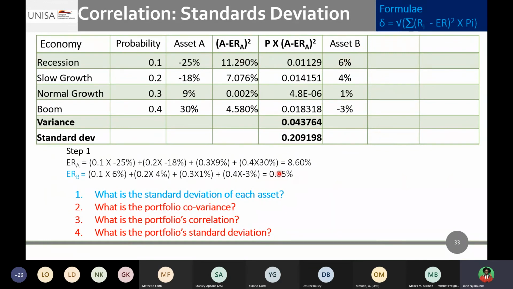That minus that squared, put the number there; that minus that squared, you put the answer there; that minus that squared, you put the answer there. When you finish, you say P times that, P times that, P times that, P times that, you put your answer here, you sum, then you get there.